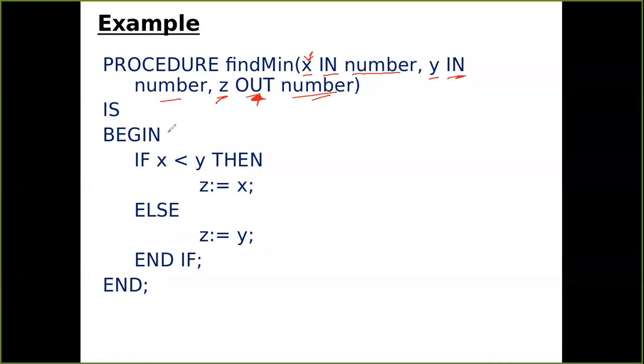Then begin: if X is less than Y, then Z is equal to X, else Z is equal to Y. So I am assigning the value of X to Z, or Y to Z. That is because it is an out variable. That means it is writable. So you cannot read the values from Z, but you can write the values to Z. In a similar way, X and Y can be read, but they cannot be changed.